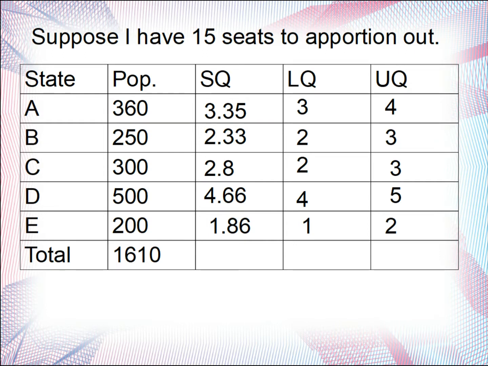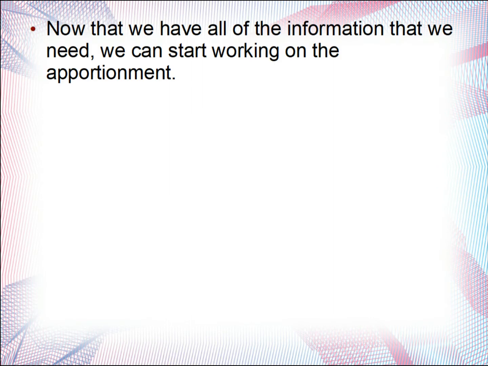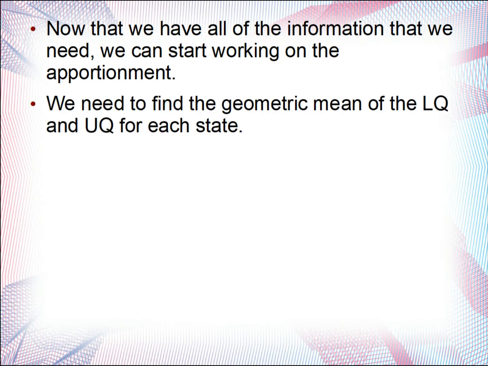And if I find my totals, the standard quotas add to 15 like they're supposed to, the lower quota is 12, and the upper quota is 17. So now, if I want to do Huntington-Hill's method, we have all the information we need so we can start working on the apportionment. I'm going to take this slowly. It is somewhat complicated, so try and stay with me. We need to find the geometric mean for the lower quota and the upper quota for each state.